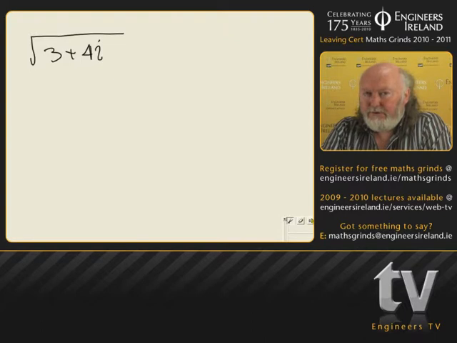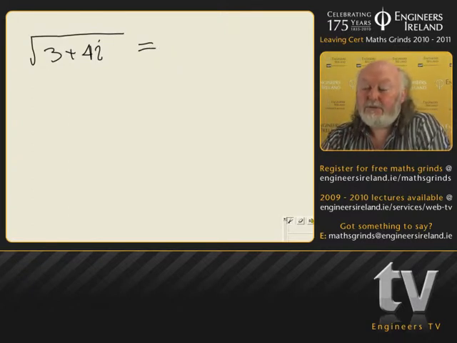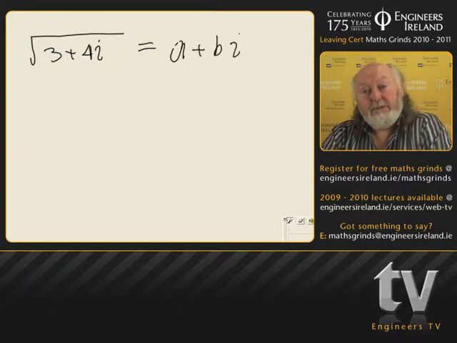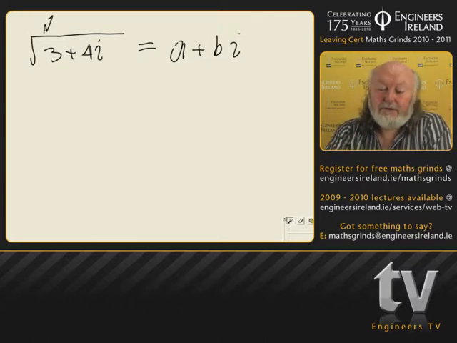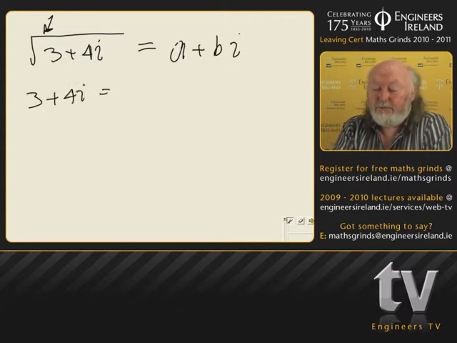When you don't know something, you give names to it. We're suspecting that the answer will be a complex number. Call it a plus bi. Right? Now that I've given a name to it, now I can play with it. I want to get rid of this square root thing here. So I'll square both sides. And I'll say 3 plus 4i is going to be equal to a plus bi squared.